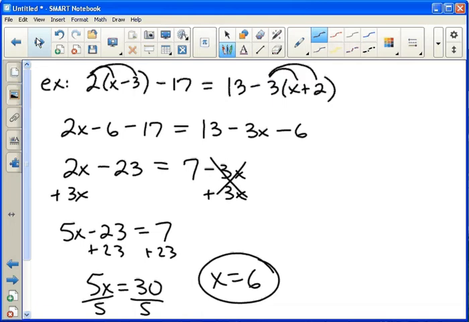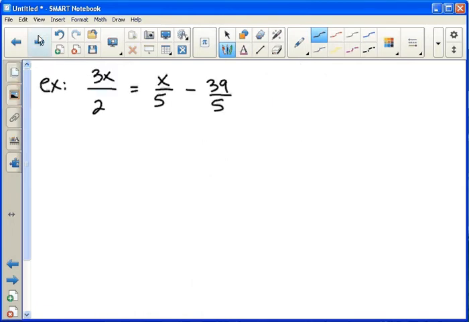So distribute first. Go ahead and simplify each side as much as you can, and then start moving all the x's to one side and move all the numbers to another. So if you have x's on both sides of the equation, get all the x's together on one side and everything that doesn't have x on the other side.